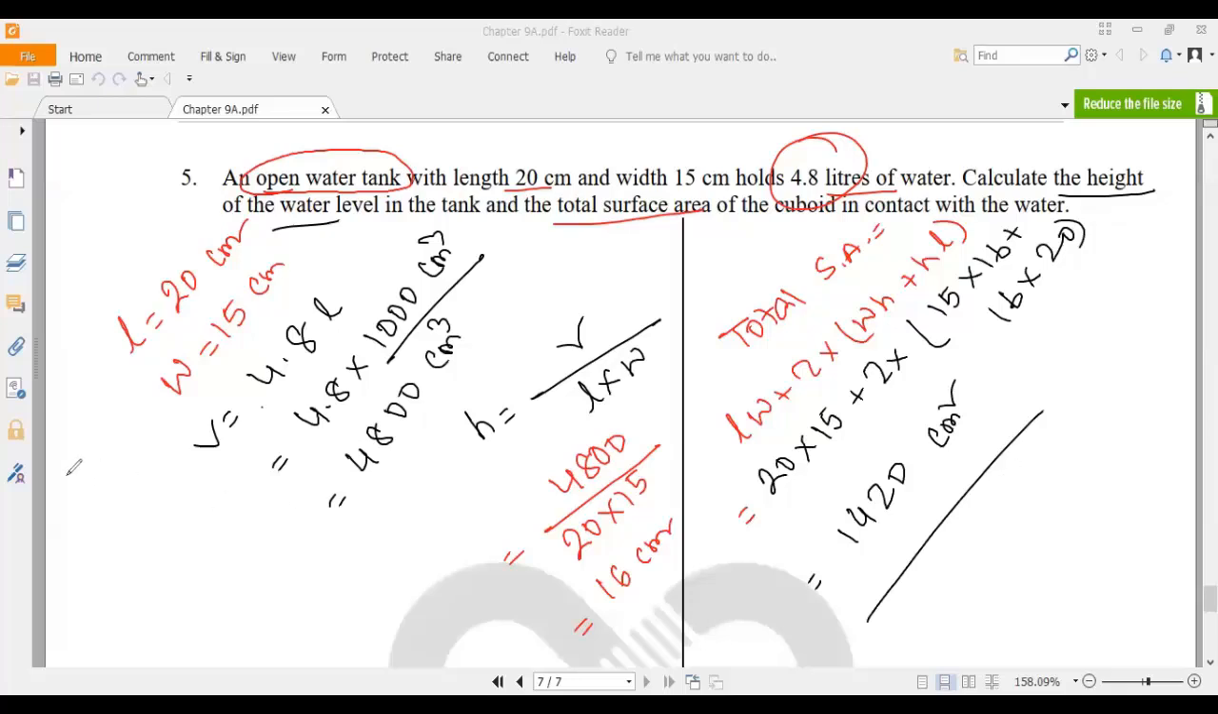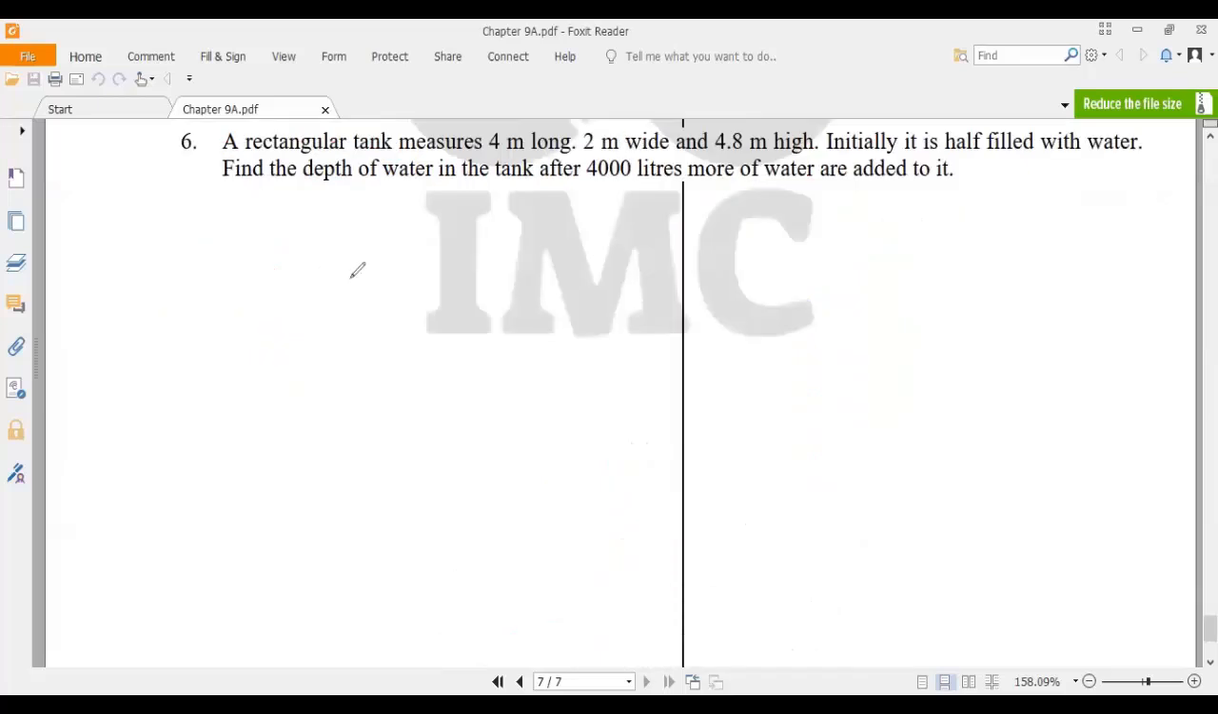This is very important. Now, question number 6. Question number 6 says a rectangular tank measures 4 meter long, 2 meter wide, and 4.8 meter high. So length of this rectangular tank is 4 meter, width is 2 meter, and height is 4.8 meter. Initially, it is half filled with the water. Half filled, that means volume is half volume.